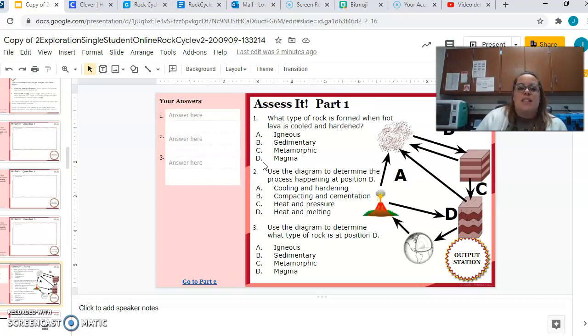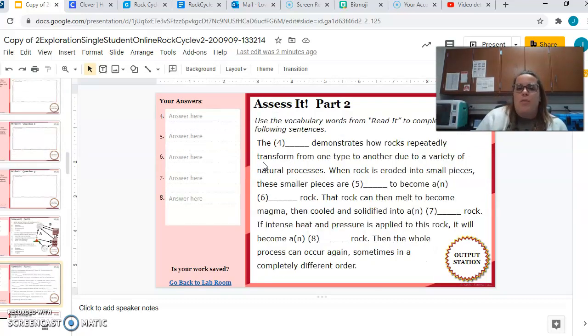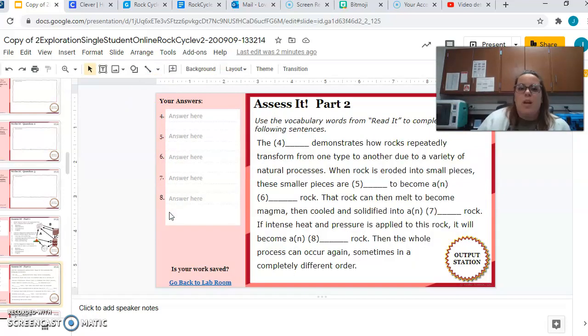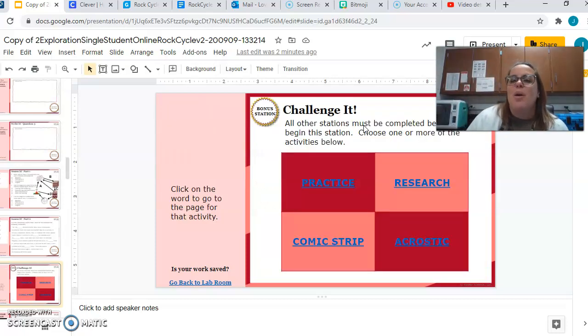And then here comes the Assess It. Of course, it's the last station that we do, but there's 3 multiple choice questions. So A, B, C, or D. And then here is, if you look, use the words from Read It to complete the following. So as long as you completed that Read It, all of those vocabulary words that you were wondering how you were going to remember what they mean, they're the answers to Assess It Part 2.